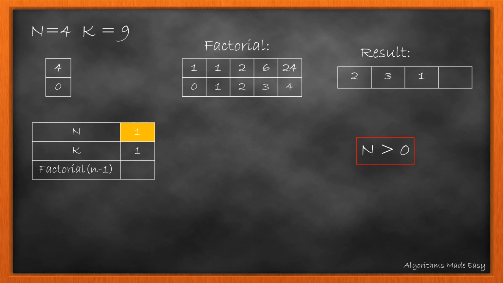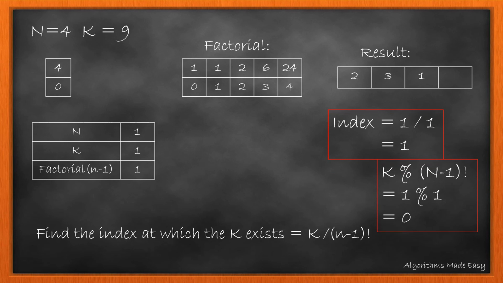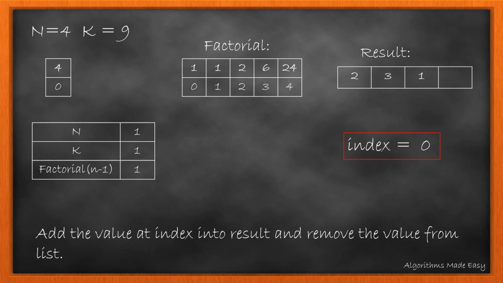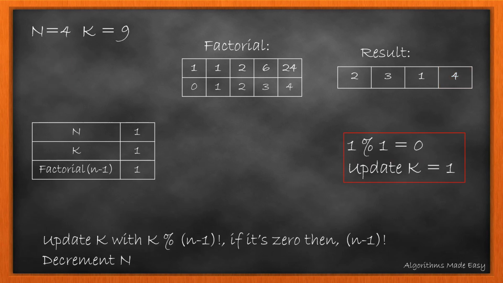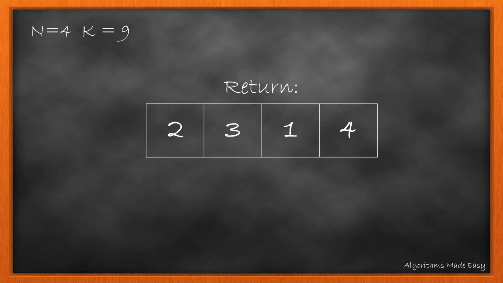As n is greater than 0, we continue. We again calculate the factorial, then find the index. Again, k mod factorial is 0, so the index becomes 0. Now we add the value at the index into the result and then remove it from the list. We update k to the factorial as k mod factorial is 0. We update k and decrement n. As n is 0, we break the loop and return the result. This is our 9th permutation for 4 values.